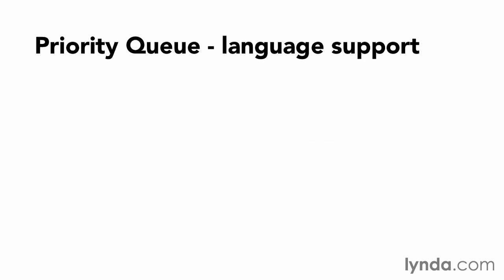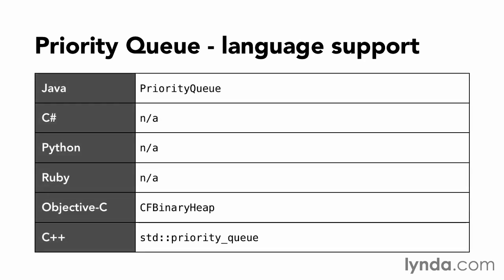Now, priority queues don't have the same kind of language support as regular queues. Java has a priority queue class, C++ has priority_queue container. Both of these require you to provide your own comparator. Now, priority queues, being an abstract data type, can be implemented in multiple ways. In Objective-C, you can do a priority queue behavior using a built-in data structure called a binary heap, but that's getting ahead of ourselves. We'll get to heaps a little later on.